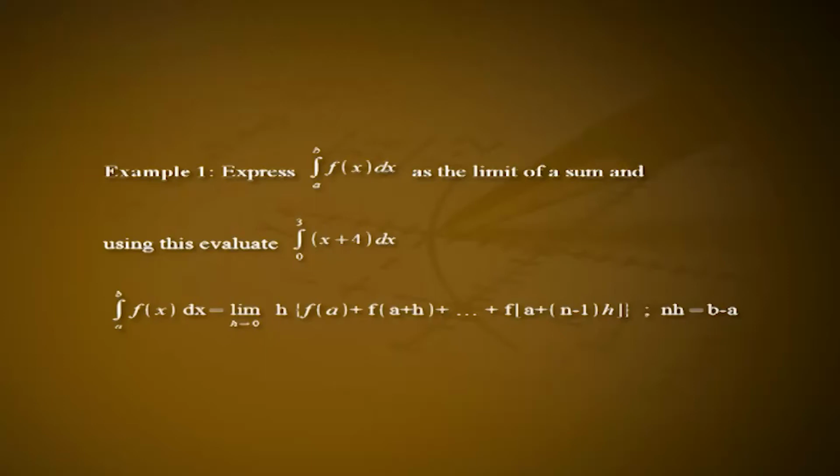Example 1. Express integral from a to b f of x dx as the limit of a sum and using this evaluate integral from 0 to 3 of (x plus 4) dx. Integral from a to b f of x dx is equal to limit of h into [f of a plus f of a plus h plus etc. plus f of a plus (n minus 1)h] as h tends to 0, where nh is equal to b minus a. Here f of x is equal to x plus 4 and h is equal to 3 by n. F of a is equal to f of 0, which is equal to 0 plus 4 is equal to 4.